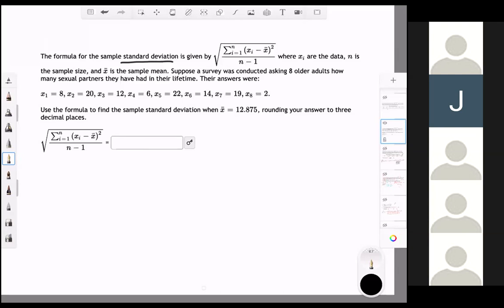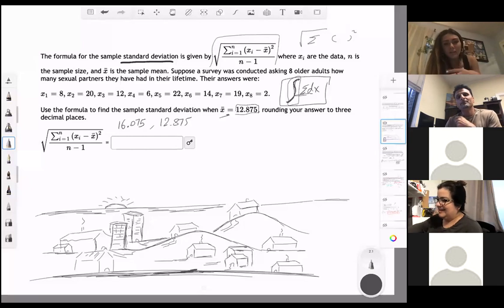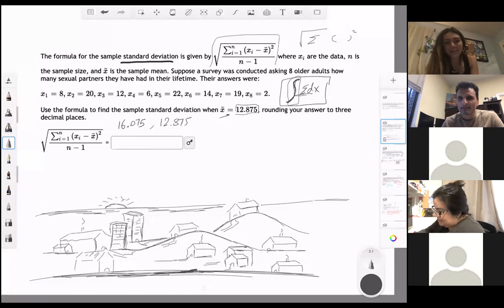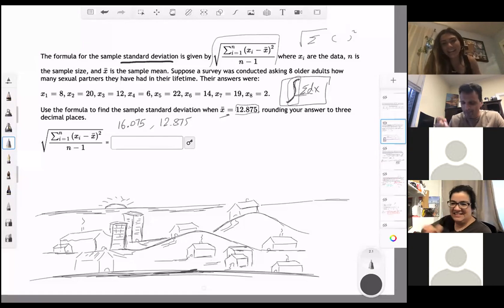So let's solve this one. If you solve it, let me know. I'm going to pause the recording. No, don't. You might be right. I was about to give my answer, but I forgot to square. I was dividing by 7. Do you have it? What did you get?